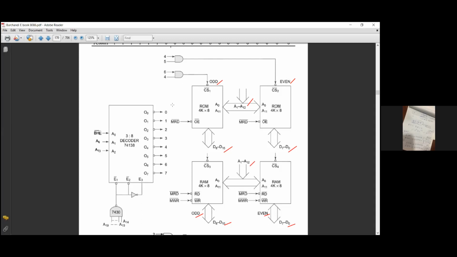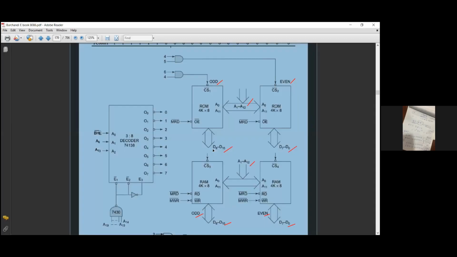So A1 to A12 is connected with ROM and RAM, that is A0 to A11, and over here A0 to A11, over here A0 to A11. Just see.